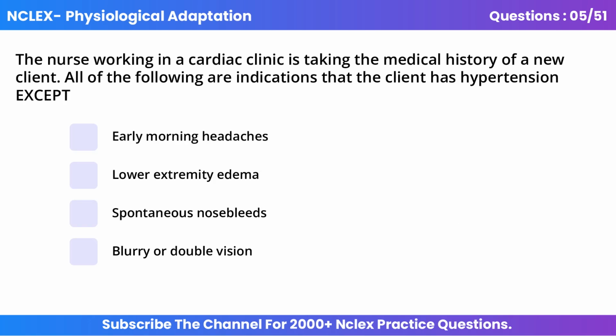Question 5. The nurse working in a cardiac clinic is taking the medical history of a new client. All of the following are indications that the client has hypertension except B. Lower extremity edema.